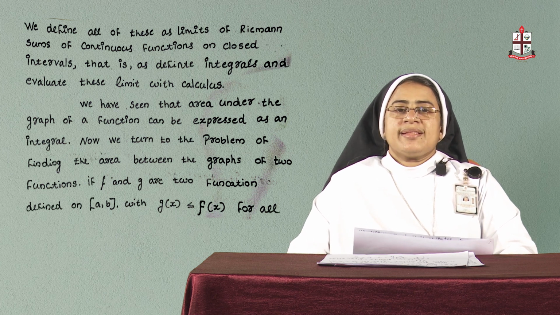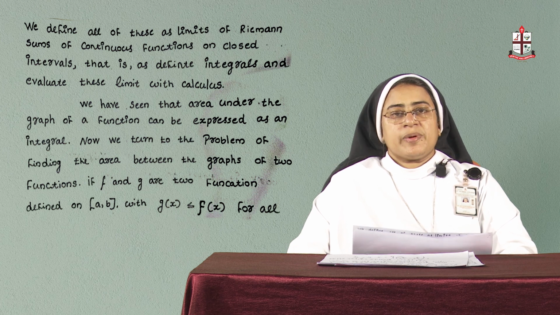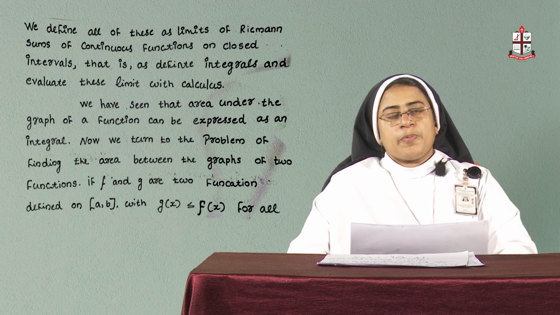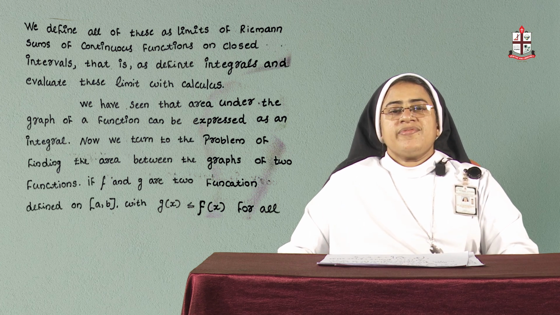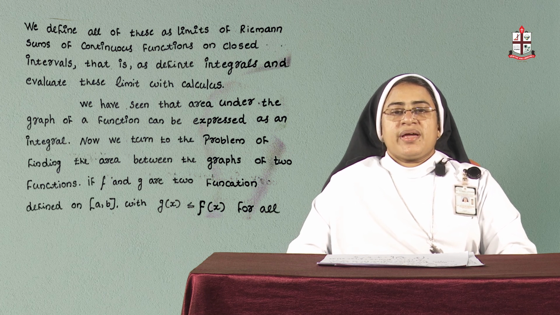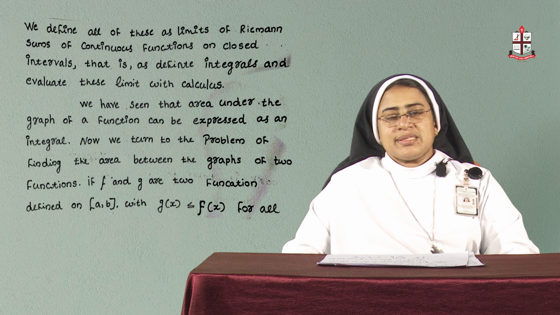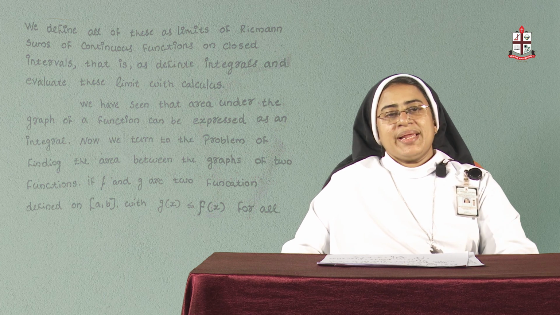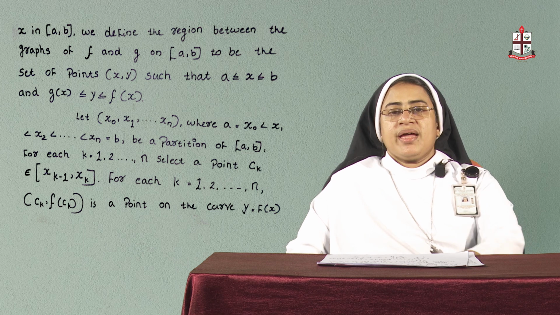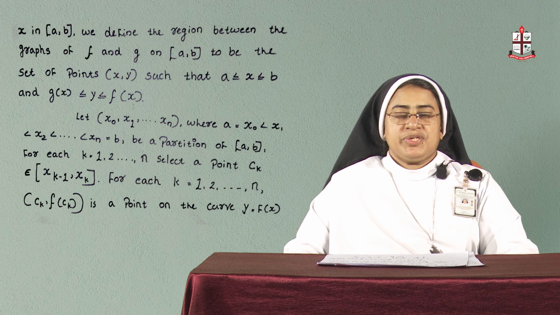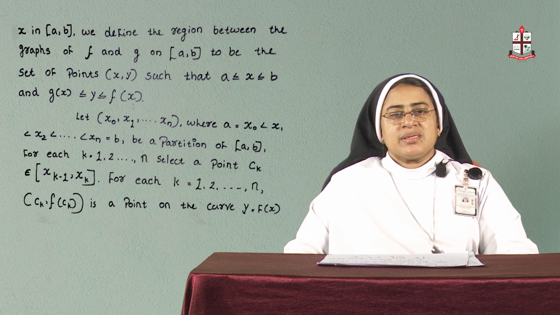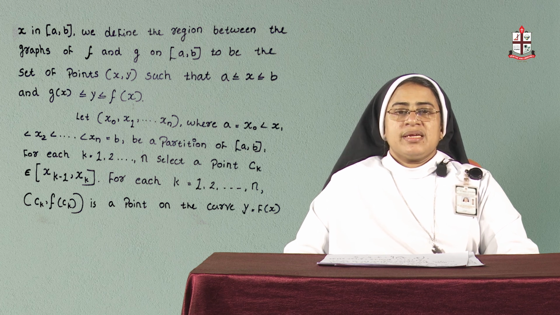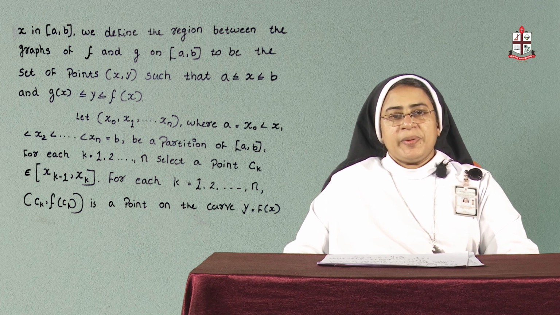We have seen already that the area under the graph of a function can be expressed as an integral. Now we turn to the problem of finding the area between the graphs of two functions. If f and g are two functions defined on the closed interval [a, b] with g(x) less than or equal to f(x) for all x in [a, b], we define the region between the graphs of f and g on [a, b] to be the set of points (x, y) such that a is less than or equal to x less than or equal to b, and g(x) is less than or equal to y less than or equal to f(x).